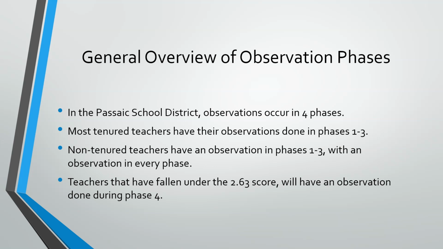A general overview of observation phases can be described as follows. The Passaic School District completes its observation process in four phases. The majority of tenured teachers complete their two 20-minute observations between phases 1 and 3. Non-tenured teachers complete their three observations in each of the first three phases. The fourth phase of observation is reserved for teachers that scored less than 2.63 and require an additional observation. This fourth observation may be announced or unannounced and is left to the discretion of the observer.